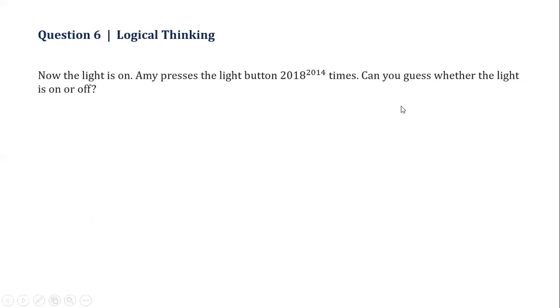Can you ask your question again? I didn't catch that. Okay. So the number 2018 to the power of 2014 is even, so the light is on, because if you switch it off and on again, that's even. Yes. So that's why the light is still on. Yes, that is correct. Okay, thanks, Miss.